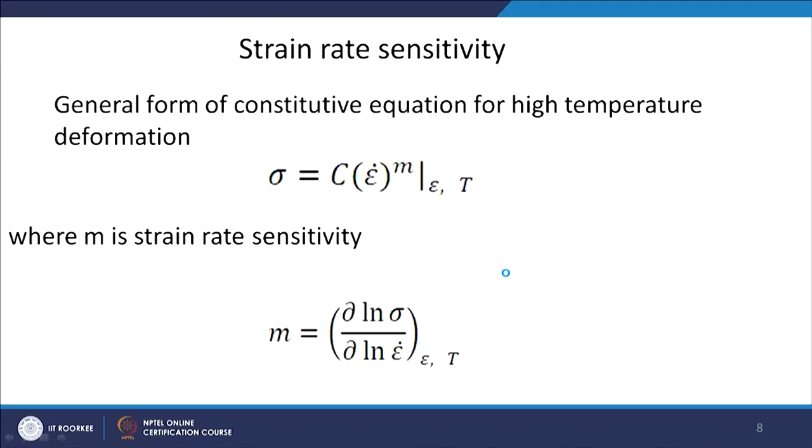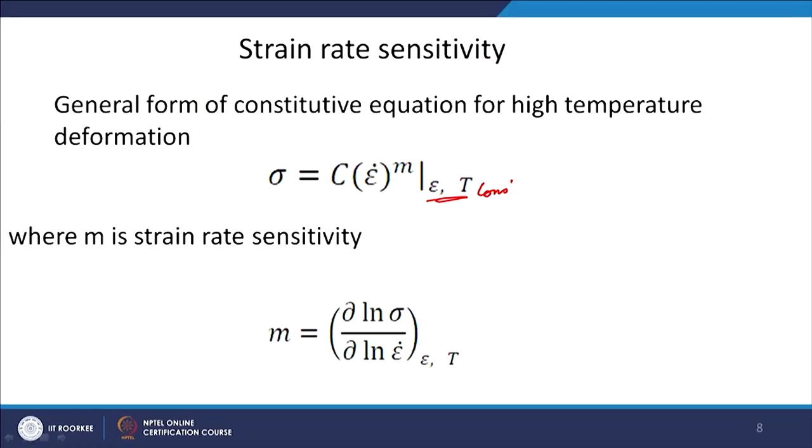If you see a general form of the constitutive equation for high temperature deformation, you will see something like this: sigma is equal to c epsilon dot to the power m. Whenever you want to find a particular constant, you have to keep the other input parameters constant. For example, if I want to calculate the strain rate sensitivity, I will keep the strain and temperature constant. Again you can see there is some kind of exponential dependence of stress on strain rate.